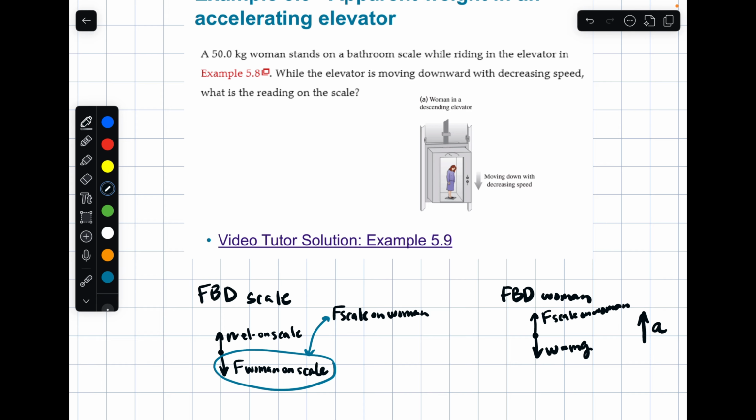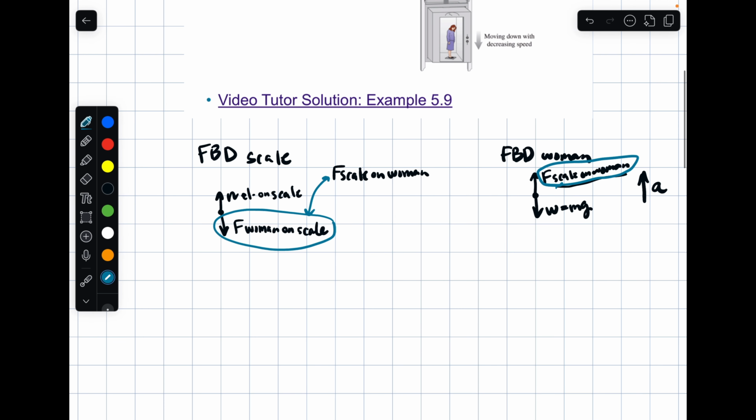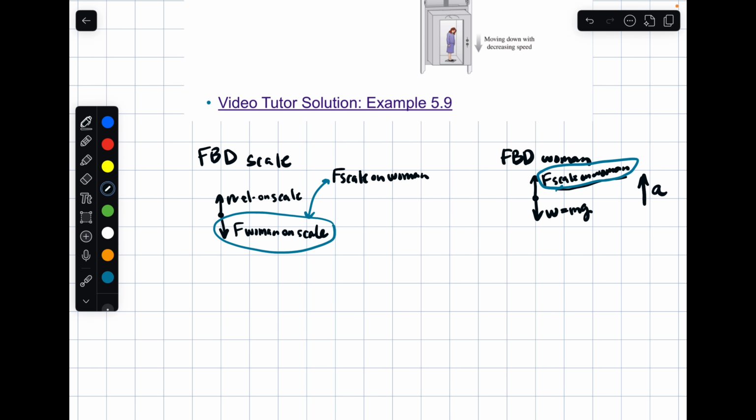So now that we know how to relate the force of the scale on the woman to what the scale actually reads, we know that we just need to solve for this quantity here. So let's apply Newton's second law to this situation. Sum of all the forces in the y, we're going to have the force of the scale on the woman, which is what we're solving for, subtracting the woman's weight since that vector is pointing down, and all that should equal the mass of the woman times the acceleration that she's feeling.